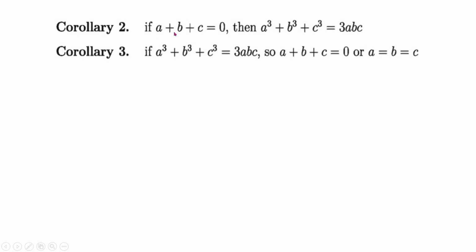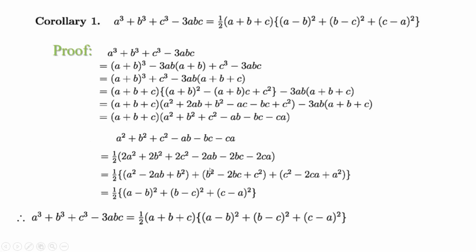Now corollary 2: if a plus b plus c is equal to 0, then a cube plus b cube plus c cube is equal to thrice abc. It is also very easy to prove. If we put here a plus b plus c equal to 0, then this expression will be 0. Therefore, a cube plus b cube plus c cube equals thrice abc.